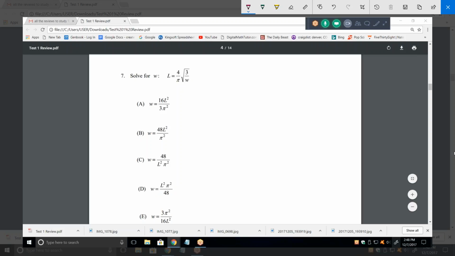Well, you divide by 4 pi on both sides. Give me the next line. And then you square both sides. Okay, let's do it. I'm not going to be able to pick from one of these answers unless we do it. Agreed that you need to know how to do it, but give me the next line. So it'd be L pi divided by 4, and then equals square root of 3 divided by w.